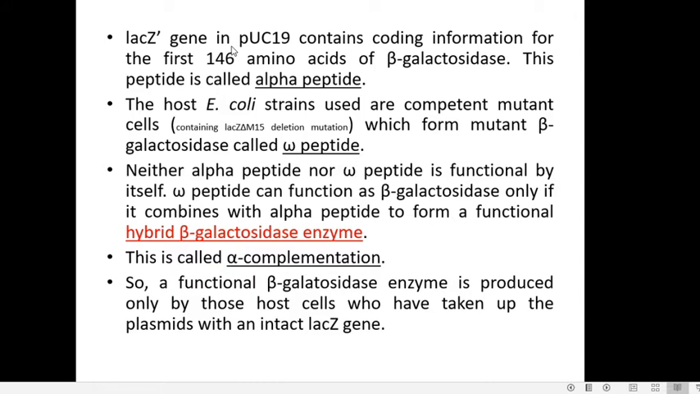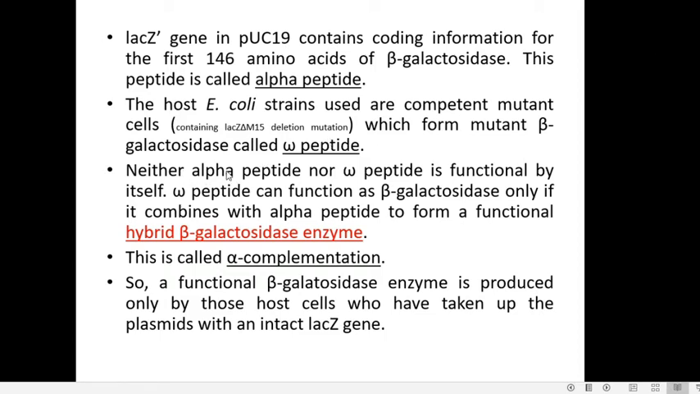Now we will come to the host cell which is usually used in an experiment where pUC19 is the vector. The host E. coli strains usually used in this experiment are mutant cells which have the ability to produce another peptide called the omega peptide. So the host E. coli strains are mutant and they are able to produce the omega peptide part of beta galactosidase, but they cannot synthesize alpha peptide on their own. So the host cell is able to produce the omega peptide and the vector contains the gene for the production of alpha peptide.